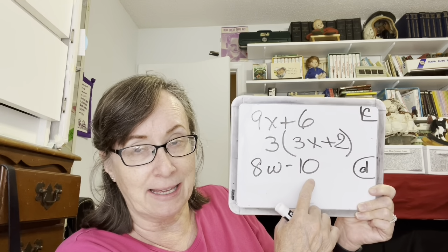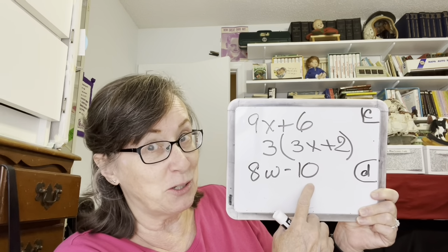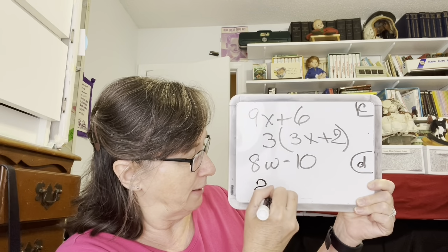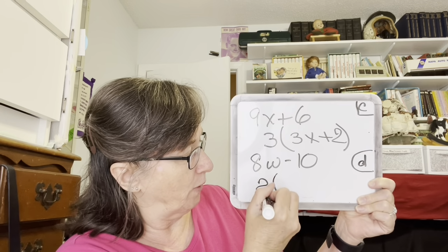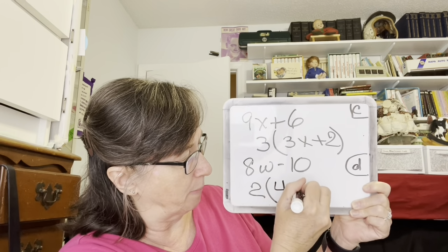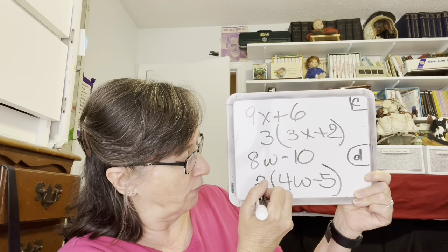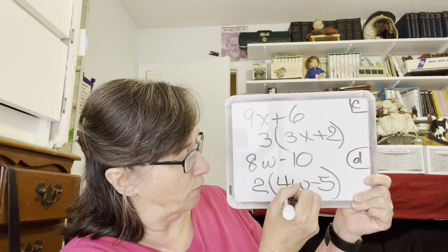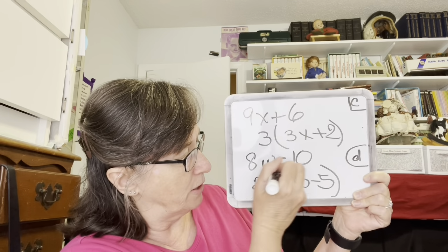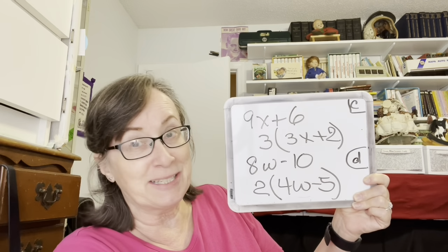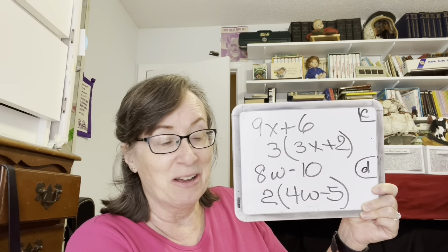8w and 10 have only a 2 in common. So we're going to pull out the 2. 8w divided by 2 is 4w. Minus 10 divided by 2 is 5. 4w minus 5 times 2. Okay, 2 times 4w is 8w. 2 times negative 5 is negative 10, and it goes right back where it started.